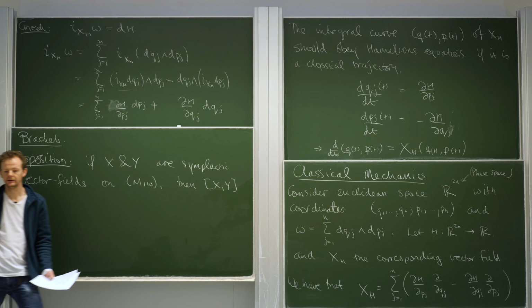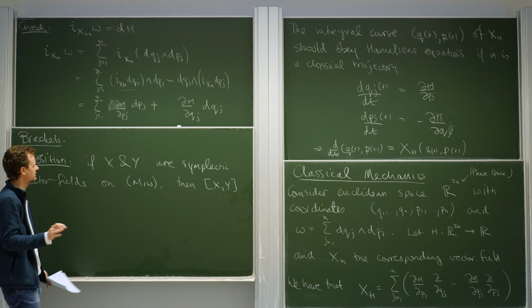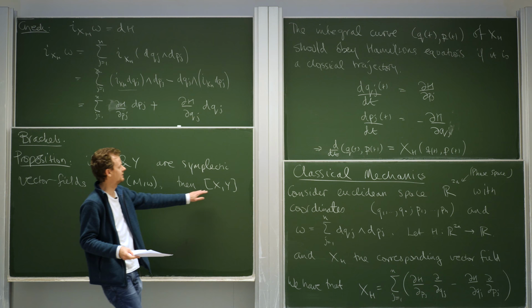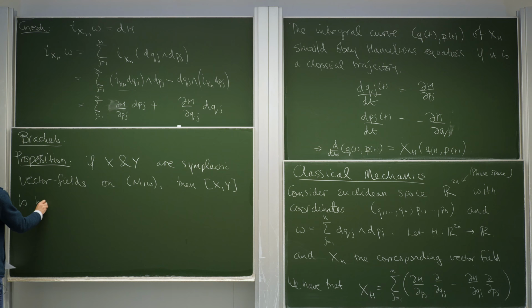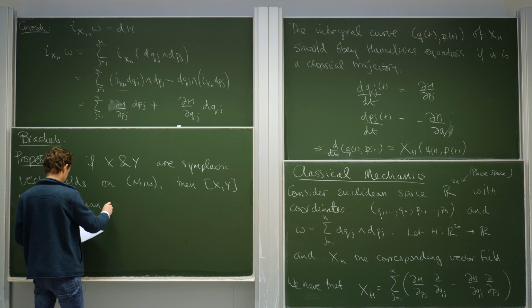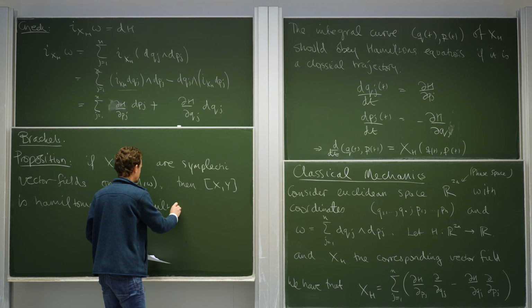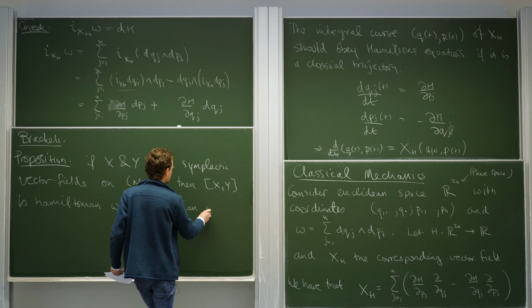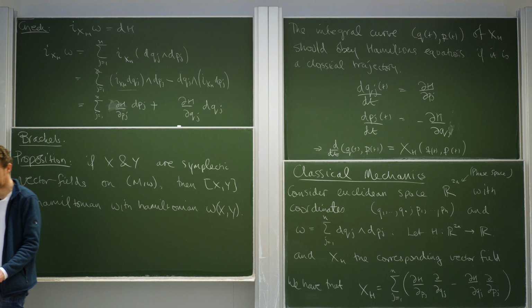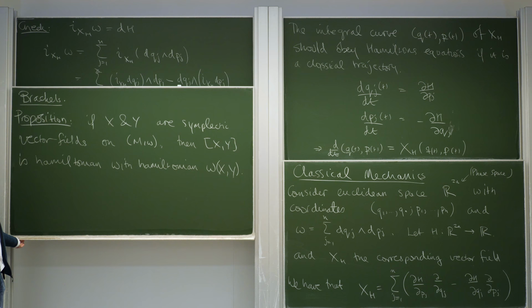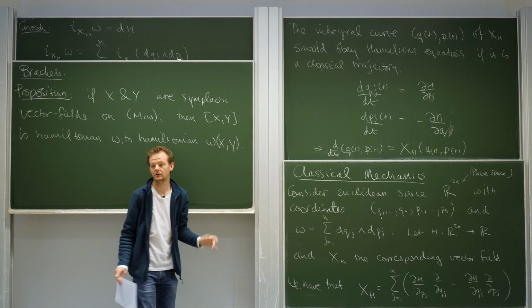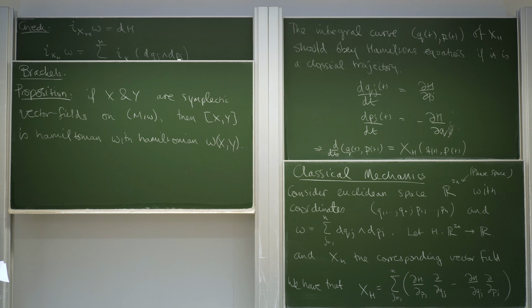And a remarkable consequence that you can observe is that if you have two arbitrary symplectic vector fields, not only is the bracket symplectic, it's actually Hamiltonian. And the Hamiltonian for this guy is just: take your symplectic 2-form and put in it x and y. This is definitely a number. It's a 2-form evaluated on 2 vectors, so it better give a number. So it could be the Hamiltonian for something. It's a function on the manifold, it's a Hamiltonian.